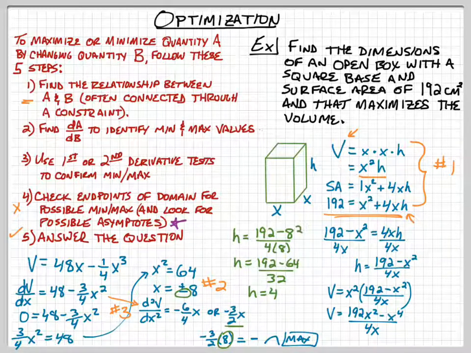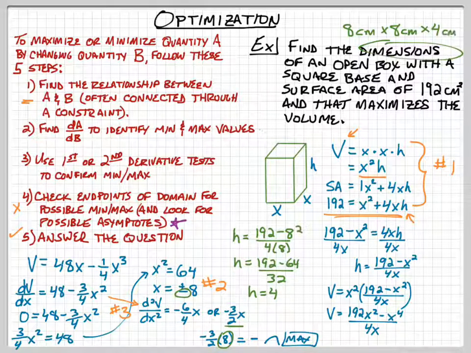So now, as we answer our question, what are the dimensions of this open box with the square base? Well, they are going to be 8 centimeters by 8 centimeters by 4 centimeters. So that's the solution to this. We've answered the question. Now I want to go through one more example so you can see a different type of problem. This is probably one of the most common types of problems, comparing volume and surface area.